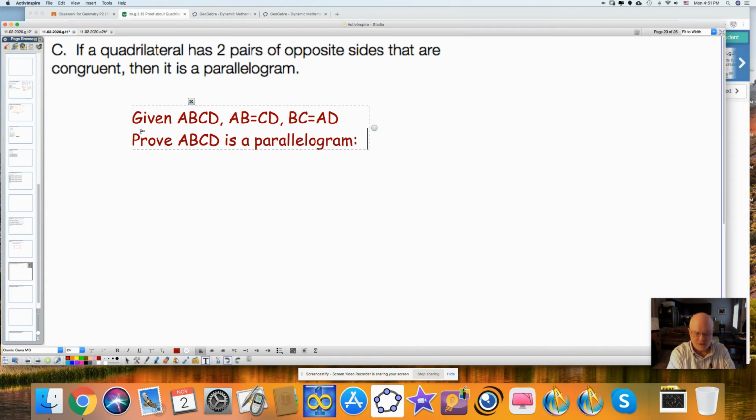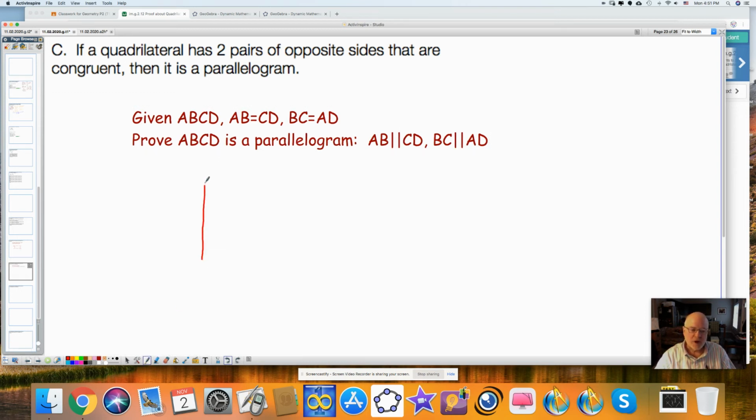What that means is that AB is parallel to CD and BC is parallel to AD. Now, previously, we proved that if it's a parallelogram, then both pairs of opposite sides are congruent. This is the converse of that. We have not proved this, so you cannot just assume it to be so. If I have my figure A, B, C, D, I'm going to mark what is given. These two sides are the same. These two sides are the same. What I need to prove is that these two sides are parallel and these two sides are parallel.